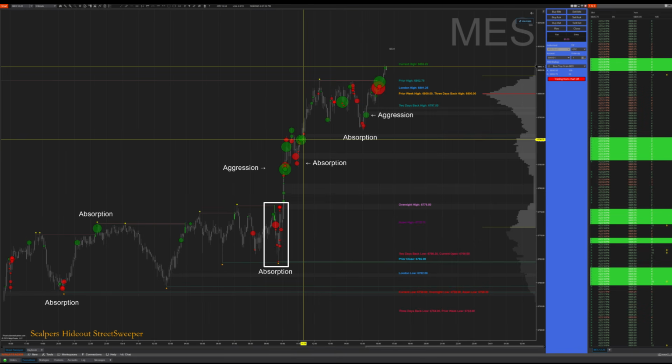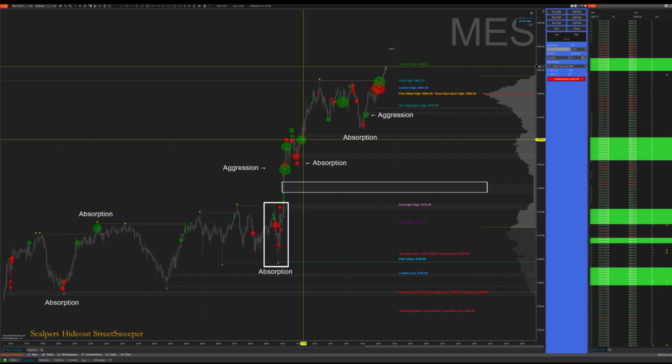When we dropped this imbalance right here, and then right after that, we got some buyers stepping in. I jumped in this trade long. And as you see, we didn't have too much of a problem there running up. We dropped a second imbalance there. So I knew that we had some momentum behind us. And then as we got up to this big green bubble there, we had some serious buyer aggression.